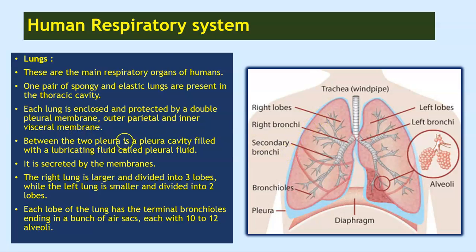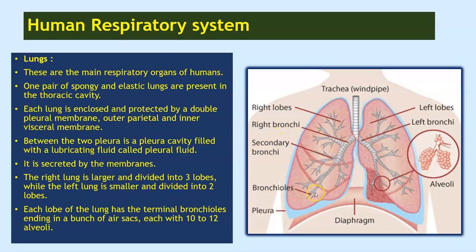Between the two pleurae is a pleural cavity filled with a lubricating fluid called pleural fluid. So you have the two pleurae, and here you can see between them a fluid which is called your pleural fluid. It is secreted by the membranes. The right lung is larger and is divided into 3 lobes, while the left lung is smaller and is divided into 2 lobes. So these lungs are further divided into lobes.